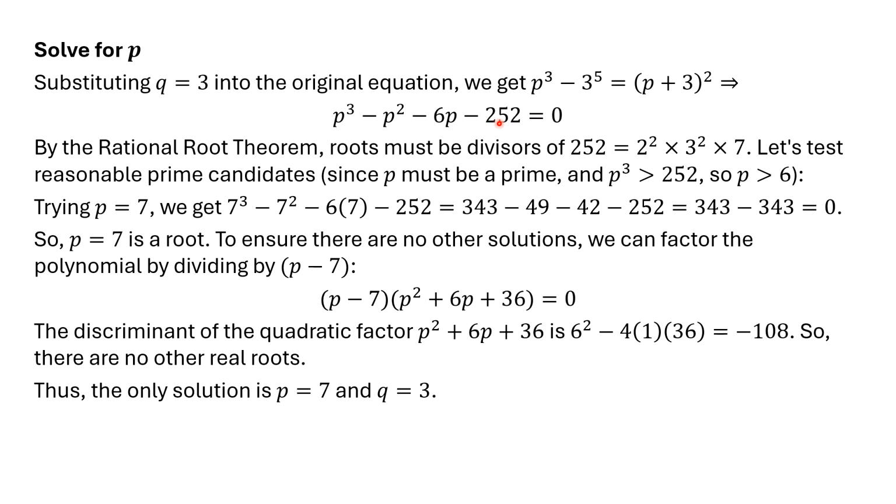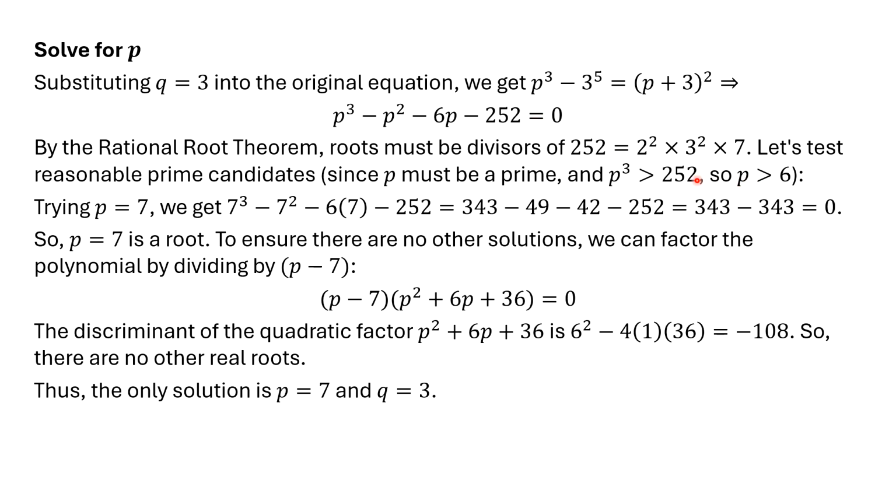First, we want to see what this is in terms of its prime factorization, and it's 2 squared times 3 squared times 7. And so the only possible candidate is 7, actually, because you notice these are all negative numbers, so p has to be greater than 6 in order for this to not be less than 0.